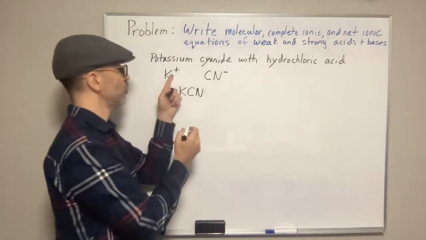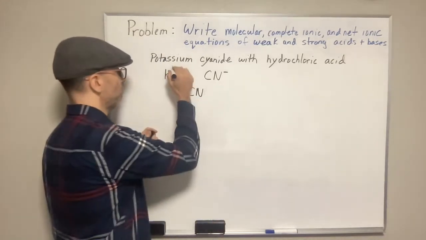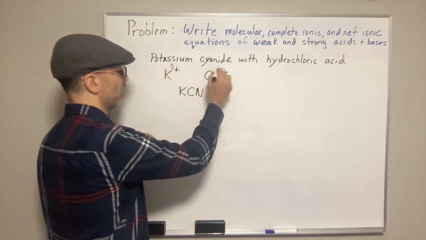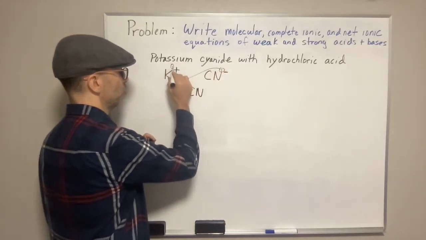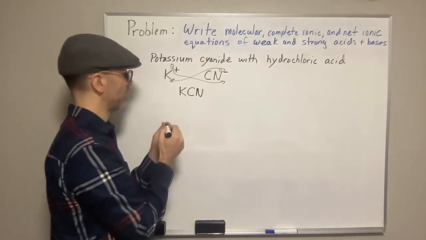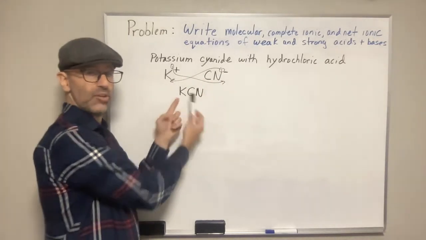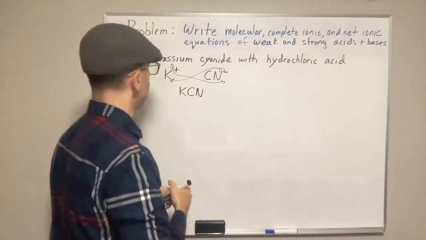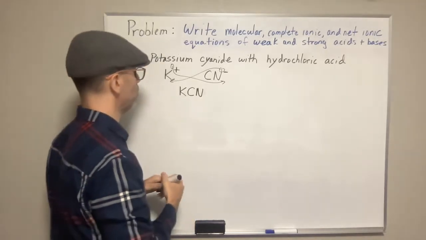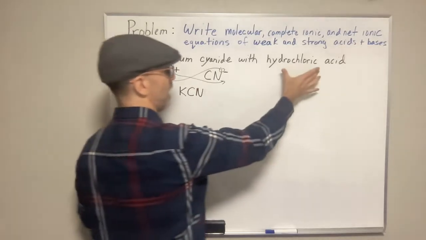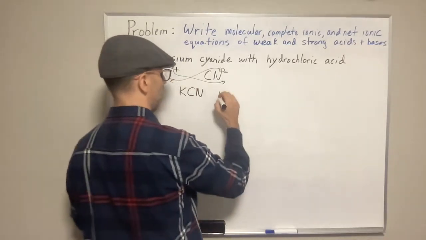Another way you could do it is the crisscross method. We have a 1 here and a 1 there. This could go as a subscript, and this could go as a subscript on that side. So we crisscross. We don't write the 1s in, but you get the same answer. All right, so here we have our first substance, and then hydrochloric acid. We need to add that.